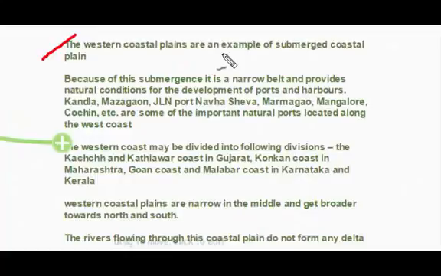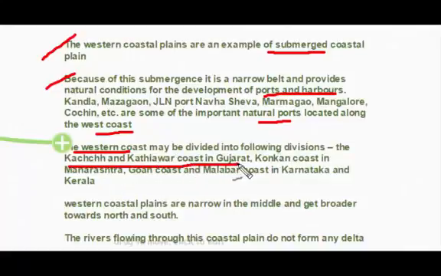The western coastal plains are an example of submerged coastal plains, that means underwater. Because of this submergence, it is a narrow belt and provides natural conditions for the development of ports and harbors. Kandla, Mazagaon, Jawaharlal Nehru Port, Nhava Sheva, Marmagao, Mangalore, Cochin, etc. are some of the important natural ports located along the west coast. The western coast may be divided into the following divisions: the Kutch and the Kathiawar coast in Gujarat, Konkan coast in Maharashtra, Goan coast and Malabar coast in Karnataka and Kerala.